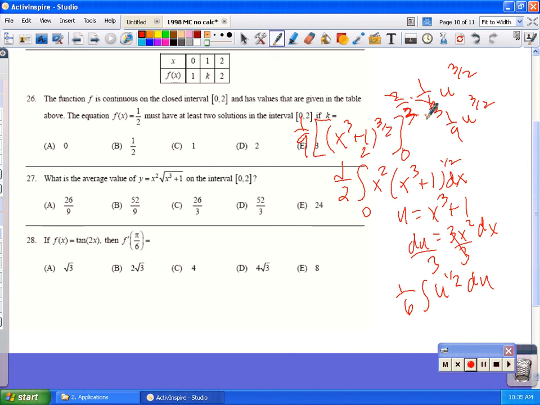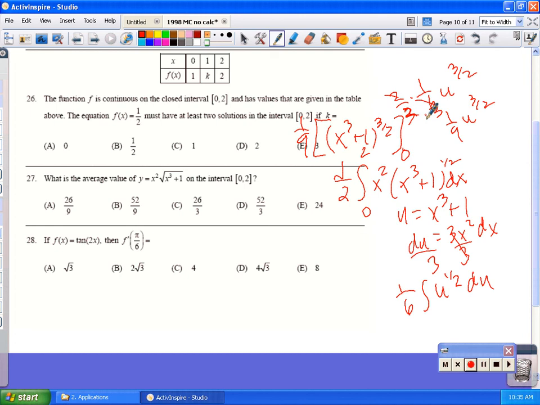Some of you have trouble with this, so let's walk through it fast. 2 cubed is 8, plus 1 is 9, and then the square root of 9 is 3, and 3 cubed is 27. That's how you handle that arithmetic, and you do the work.